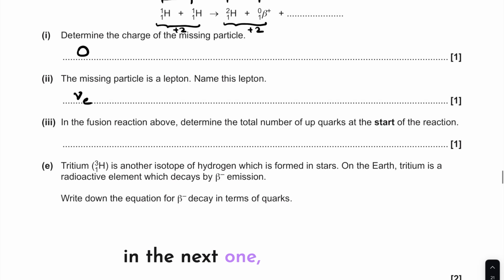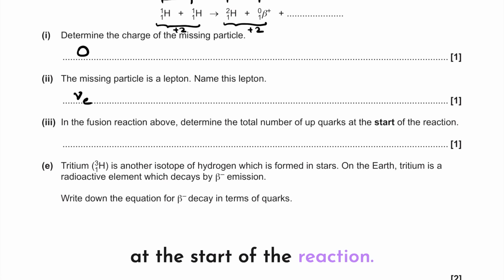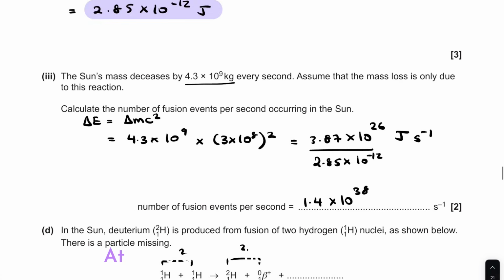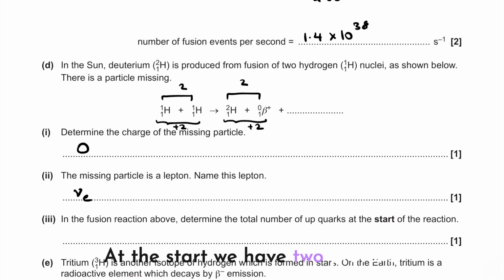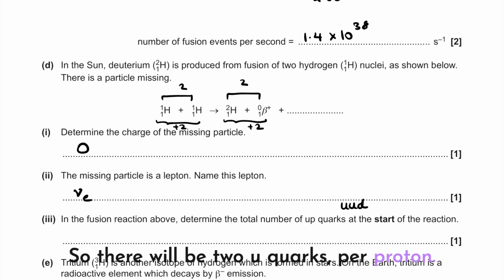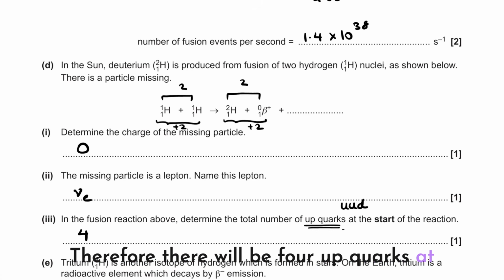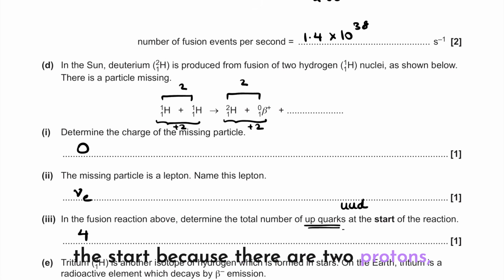In the next one, it says, in the fusion reaction above, determine the total number of up quarks at the start of the reaction. Let's see. At the start we have 2 protons. A proton has a quark composition of UUD, so there will be 2 U quarks per proton. Therefore, there will be 4 up quarks at the start because there are 2 protons.